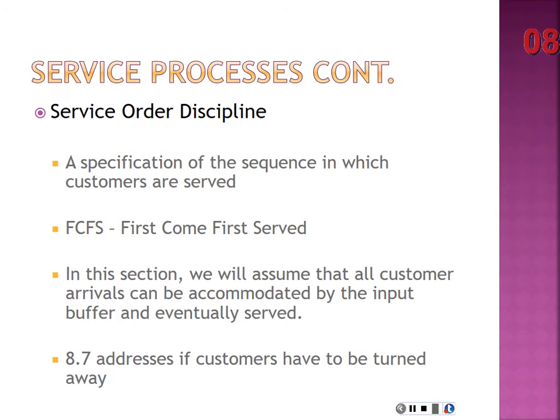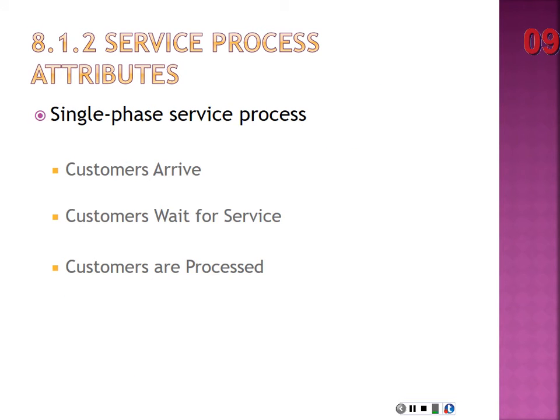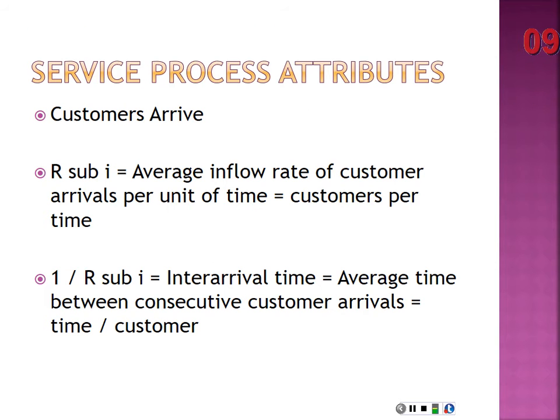Another term that we talk about in this chapter is service order discipline, okay? That just means the specification of the sequence in which customers are served. So we talk about first come, first served. I walk in the door, I'm the next one served, okay? In this section, we will assume that all customer arrivals can be accommodated by the input buffer and eventually served, meaning that we have a stable process, okay? In 8.7, later on, we start to address what if we have to turn customers away? What does that look like, okay? So in a single-phase service process, customers arrive, customers wait for service, and then they're processed, right? It's a pretty straightforward approach. Okay, now we get into the terminology.